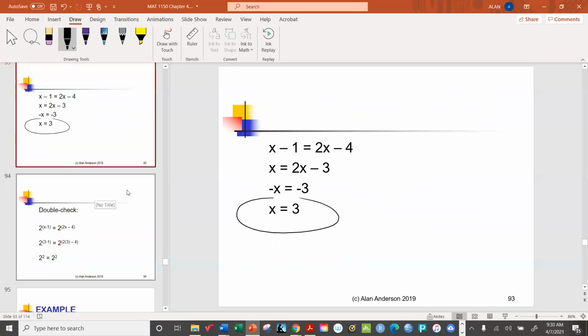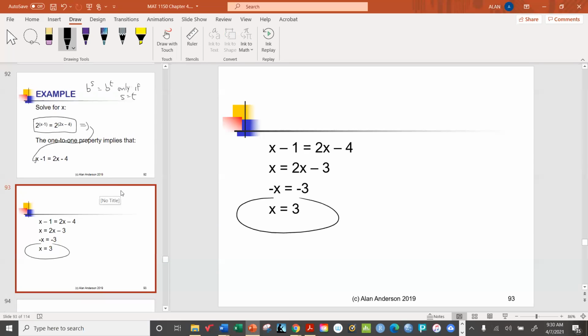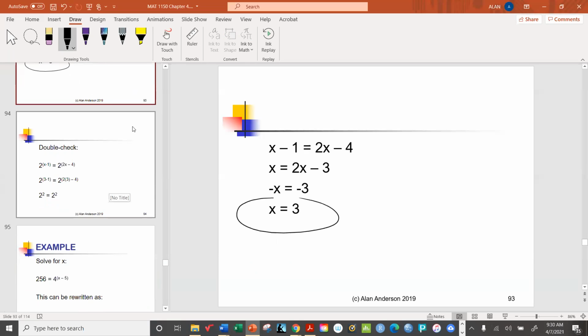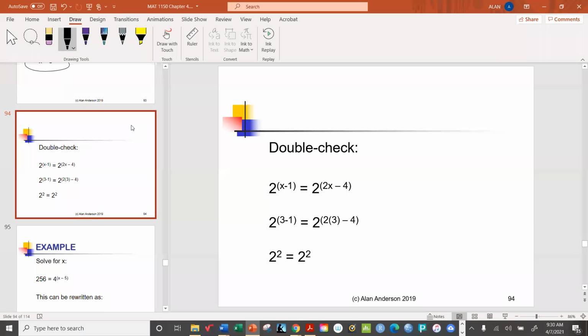Now we can double check that. Let's go back to the original equation, and then let's plug in 3 and see if this makes it work. So I plugged in 3 for the x's, and in fact, yes.